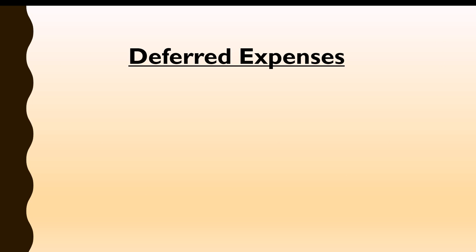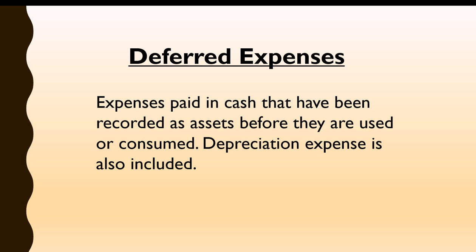The first type of adjusting entry is a deferred expense. These are expenses that have been paid in cash and recorded as an asset before they are used or consumed. Let's look at an example.